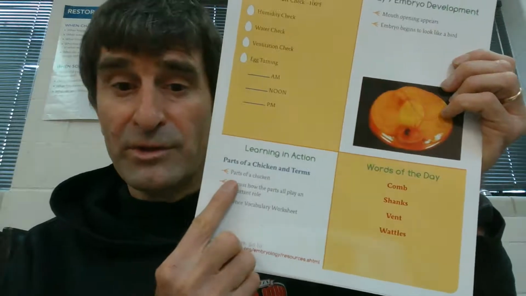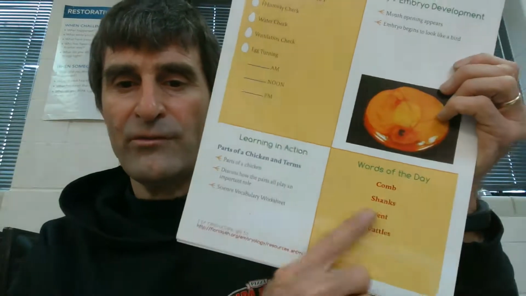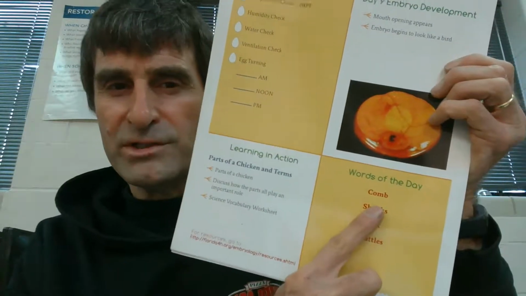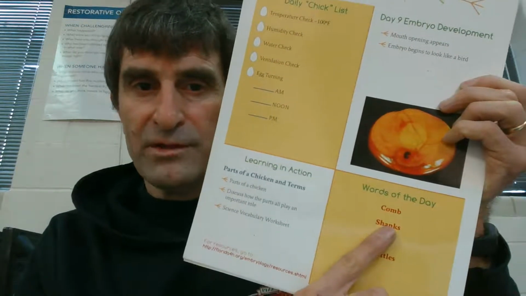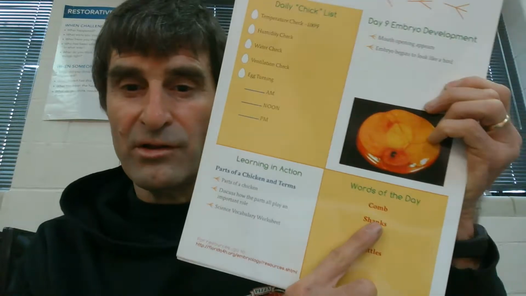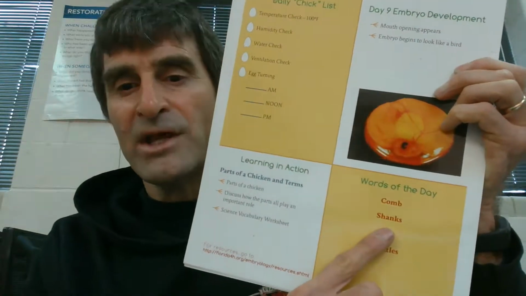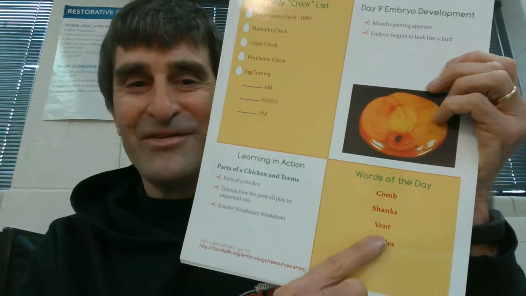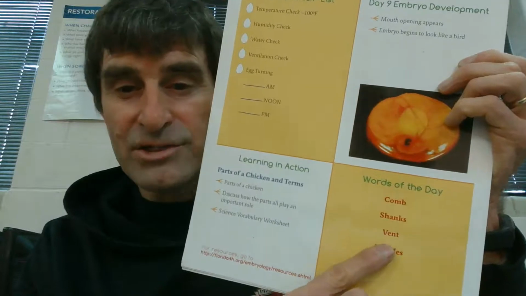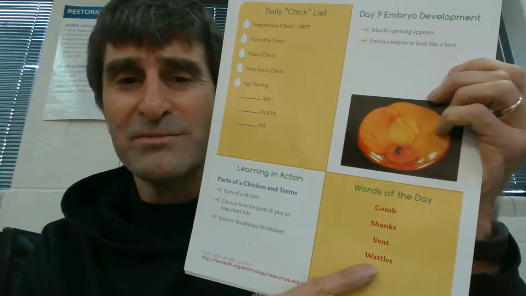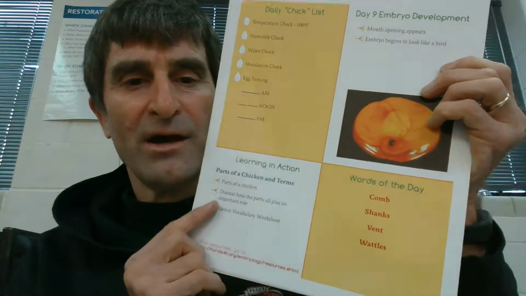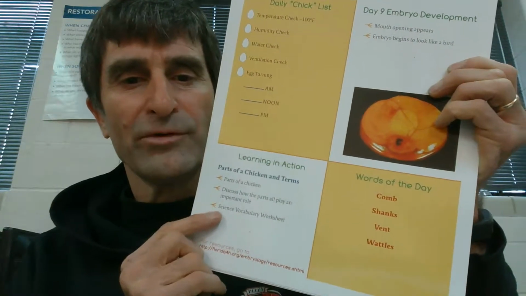So another thing, let's see. Today, some of the terms that we need to know: parts of a chicken. We have words of the day. We have comb, which is the part of the chicken that's on its head that's red. You've seen this on mostly roosters. You can see this a lot, and on all chickens they have it. Shanks, and we have the vent. That's the part where the egg actually comes out of. And we have wattles, which I'm not really quite sure what that is. Maybe we can look that up here today. Discuss how the parts all play an important role.